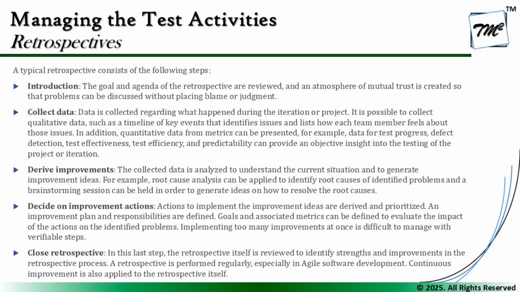So what kind of phases do we have? What kind of stages do we look forward to? A typical retrospective generally consists of the following steps. The introduction, where the goal and agenda of the retrospective are reviewed. So we basically want to define what we want to do as a part of the retrospective. Is it just a get-together where we are talking to each other, or is it also going to collect some important information?